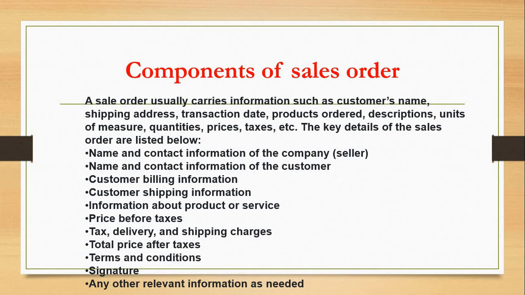The key details of the sales order are listed below. First, the name and contact information of the company, that is, seller details. Name and contact information of the customer, that is, buyer details. Customer billing information, customer shipping information, information about the product or service, price before taxes, tax, delivery and shipping charges, total price after taxes, terms and conditions, signature, and any other relevant information as needed. These are the components of a sales order.